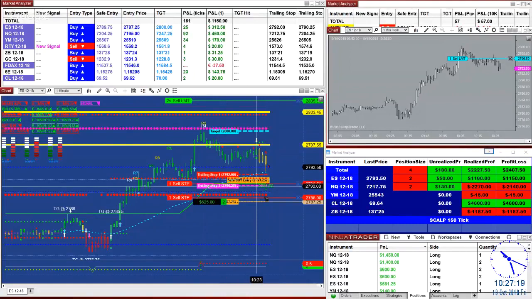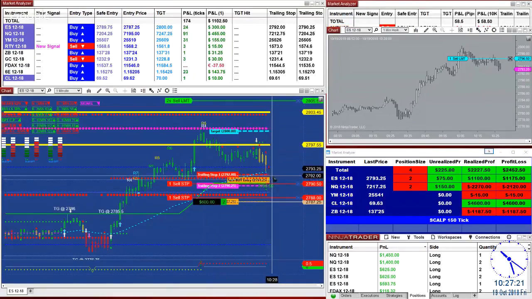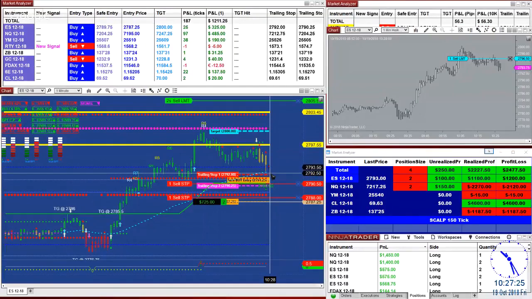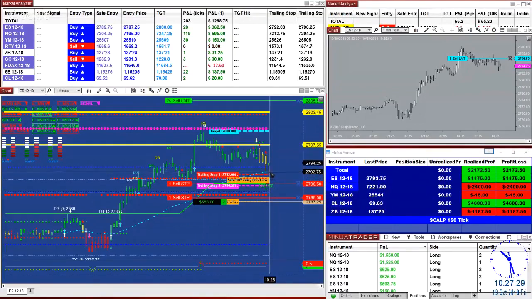This is exactly, guys, if you wanted to take it again, this is a pullback re-entry at 92.50. This is a pullback re-entry on 92.50. Look, you see that?